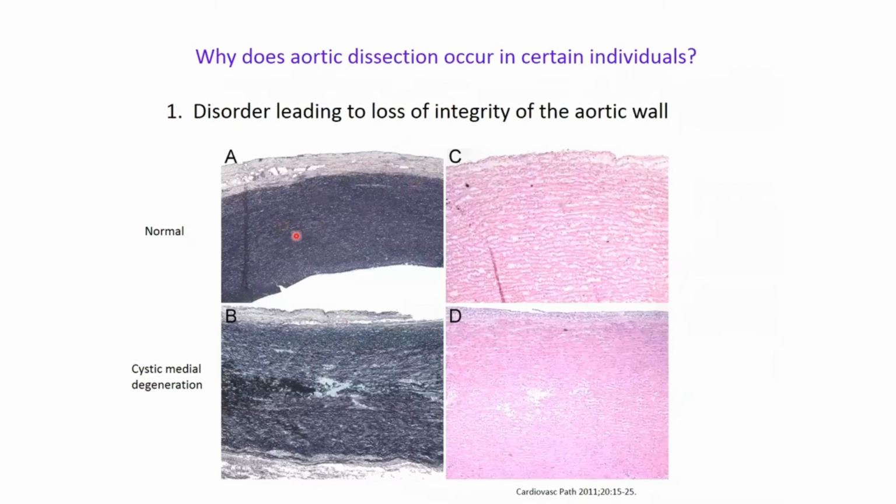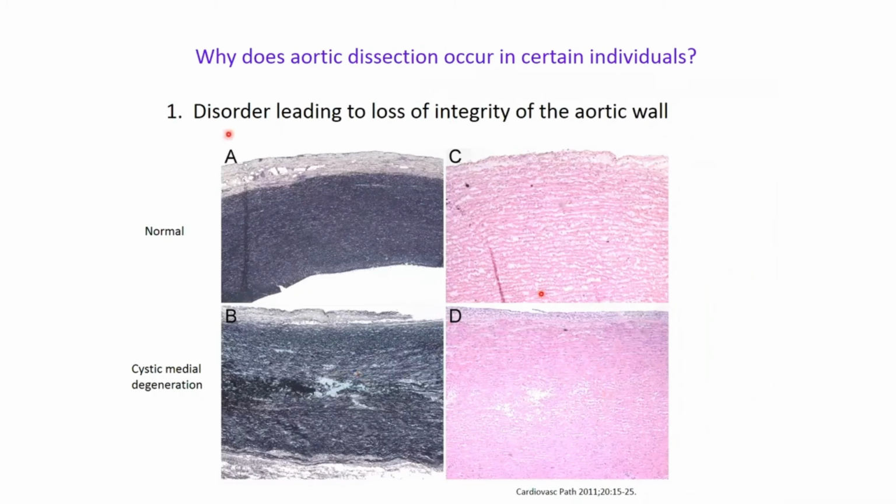So looking at the microstructure of a normal aortic wall on this elastic tissue stain, one can recognize parallel sheets of elastic fibers, which are shock absorbers in the aortic wall. And in diseases where there's medial degeneration, abnormalities and fragmentation of the aortic media occur. So the elasticity and the strength of the aortic wall is lost, leading to risk of aortic dissection. And that's led to the terminology cystic medial degeneration.